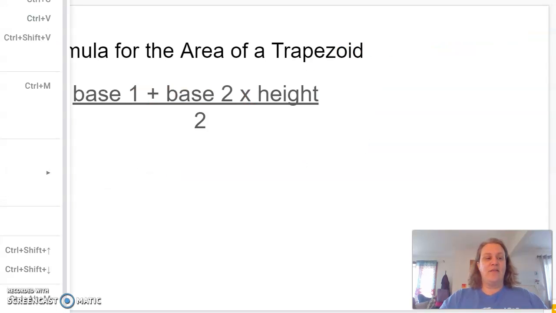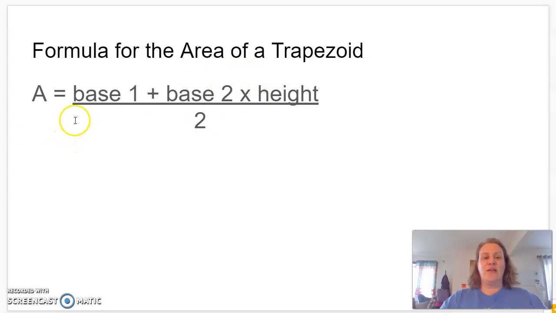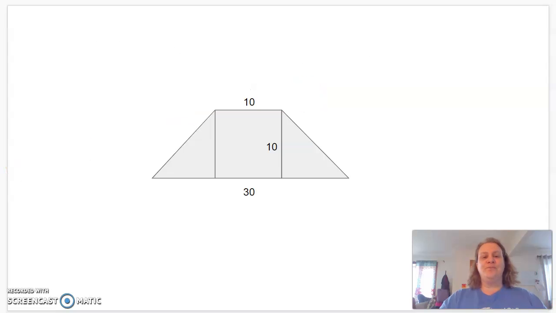So again, the area formula for a trapezoid is base 1 plus base 2 times height divided by 2. There's another way to find an area of a trapezoid by decomposing, rearranging, and figuring out the area of the parts. So in this case, I've actually already sectioned this trapezoid into pieces.